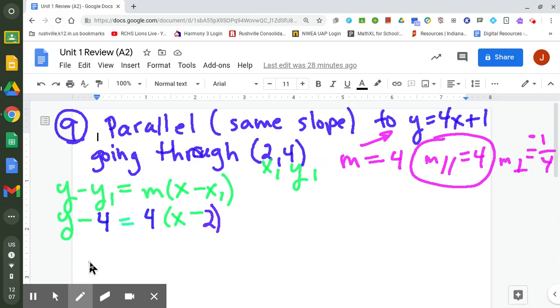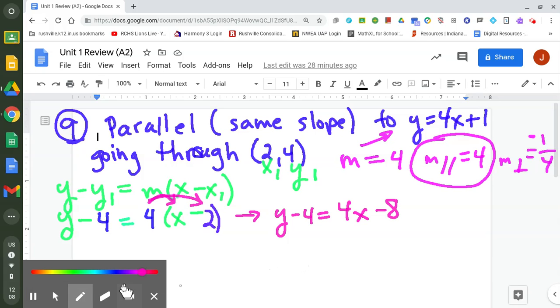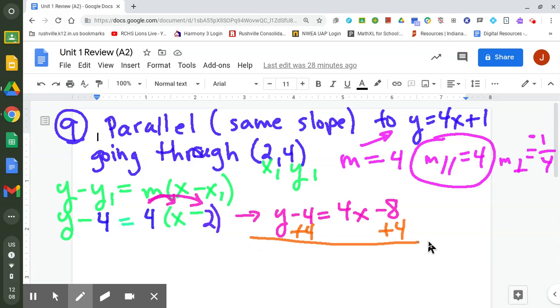So now I just simplify this. And I'm going to do that over here. So I've got y minus 4 equals, and then I need to multiply each of these. So 4 times x is 4x, minus 4 times -2. And then I'm almost there. I need to get the y by itself. So plus 4 on both sides of the equal sign. So y equals 4x minus 4, and that is my new equation.